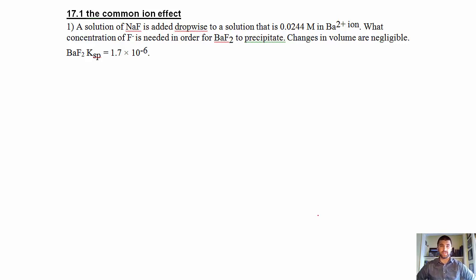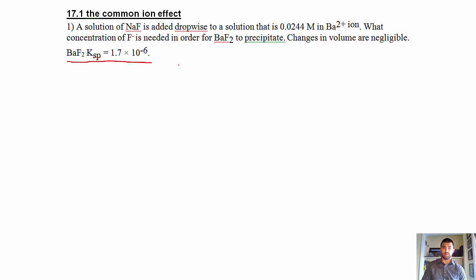Mr. Johnny here again, looking at 17.1, the common ion effect. All right, so we got a problem here. It says a solution of NaF is added dropwise to a solution that is 0.0244 molar in Ba²⁺ ion. What concentration of F⁻ ion is needed in order for BaF2 to precipitate? Changes in volume are negligible, and they give you the Ksp for BaF2 right here.